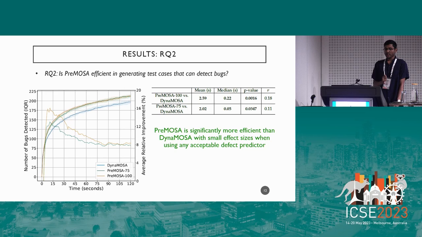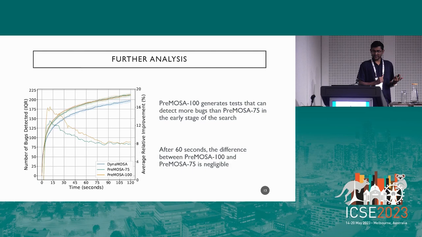We also find that PREMOSA is significantly more efficient than the state-of-the-art DynamoSA when using any acceptable defect predictor. Moreover, as you can see in the figure, PREMOSA 100 generates tests that can detect more bugs than PREMOSA 75 in the early stage of the search. After 60 seconds from the start of the search, these two converge, meaning that the difference between 75 and 100% is negligible.